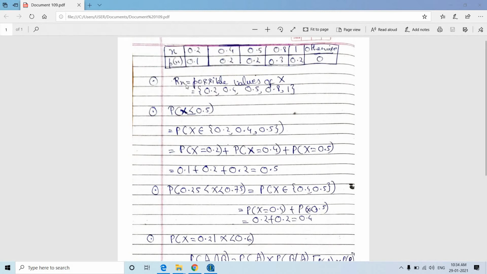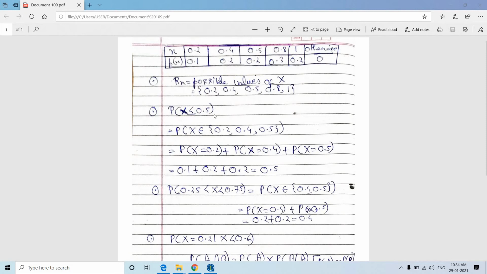So the first terminology which I want to discuss is Rx. What is Rx? It is the range of x, that is, the set of possible values of our random experiment as outcome. What are the possible values we can get? Obviously 0.2, 0.4, 0.5, 0.8 and 1. No need to write otherwise, because otherwise is not possible, that's why the probability is 0.